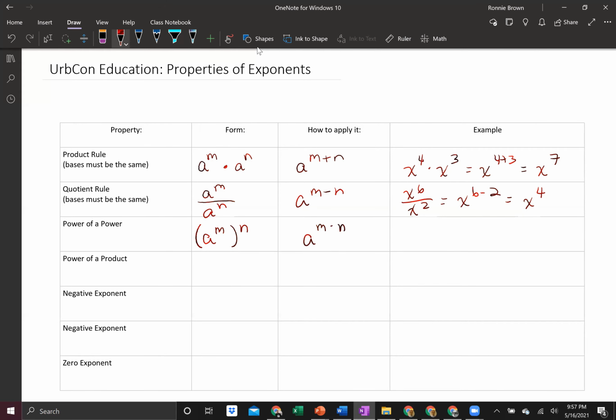Let's look at an example. Let's say this said x to the fourth, and this was raised to the second power. Well, we would go ahead and say x to the fourth times 2, and 4 times 2 gives us 8.